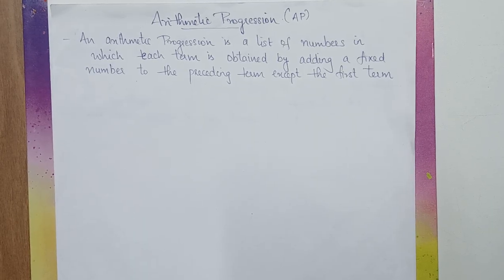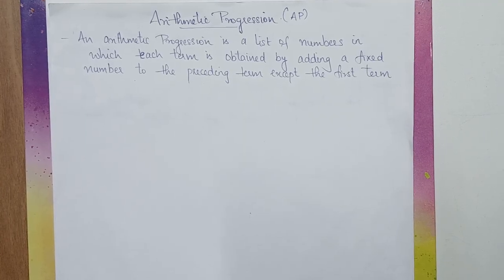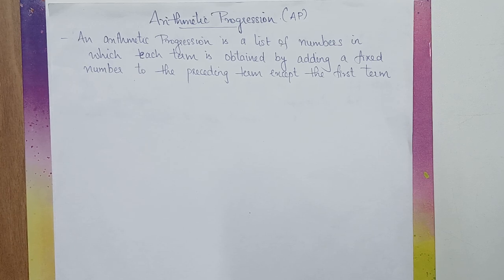I am planning to do 3 videos. In this video we will be discussing some basics of arithmetic progression: what is the definition, what is the relationship, and what are the important terms of an arithmetic progression. In the next video we will be dealing with the nth term of an arithmetic progression, and later we will go to the expression to find out the sum of a given AP.